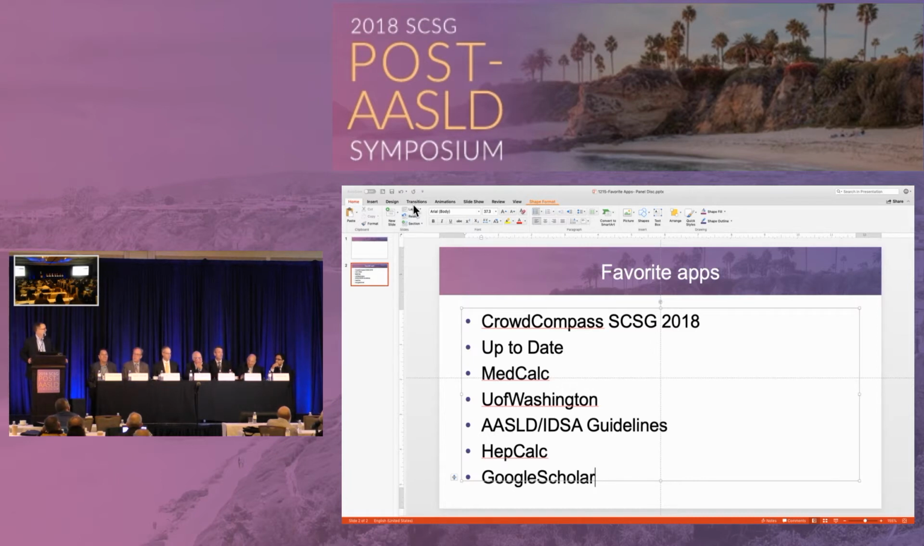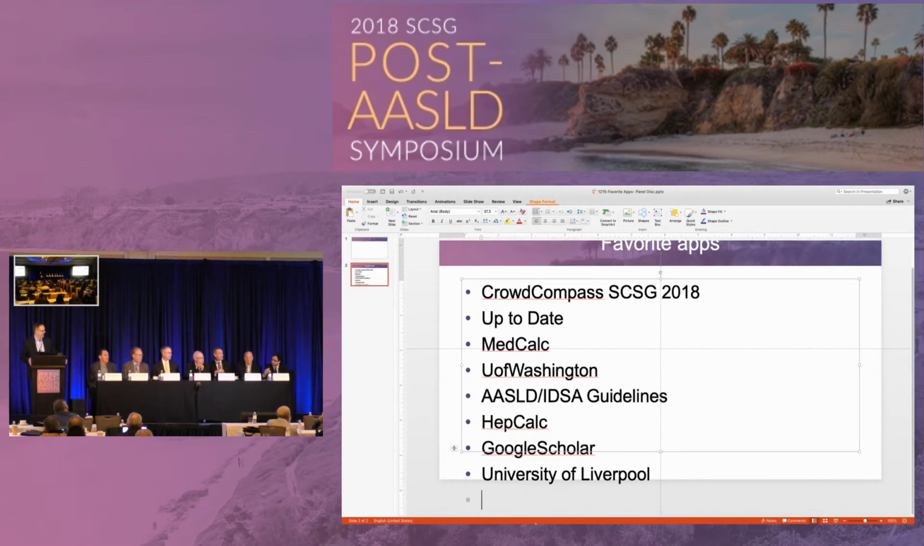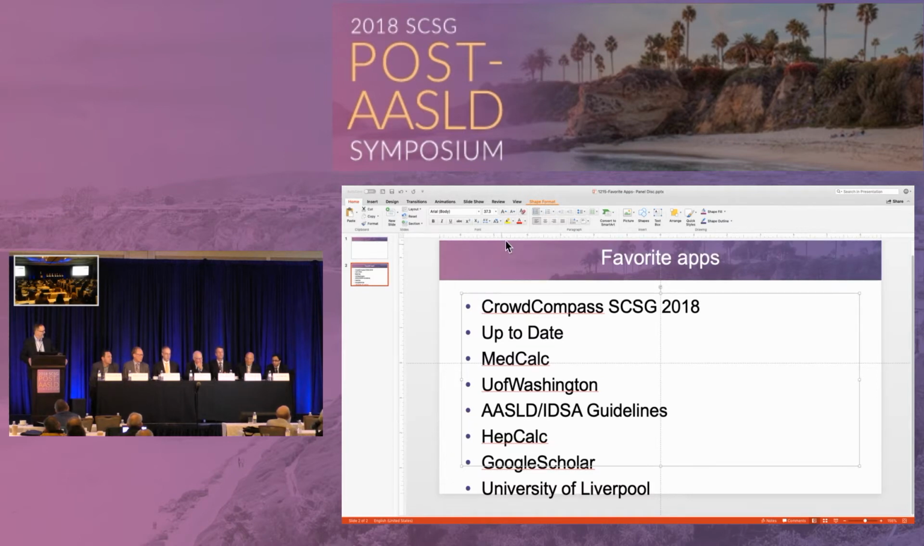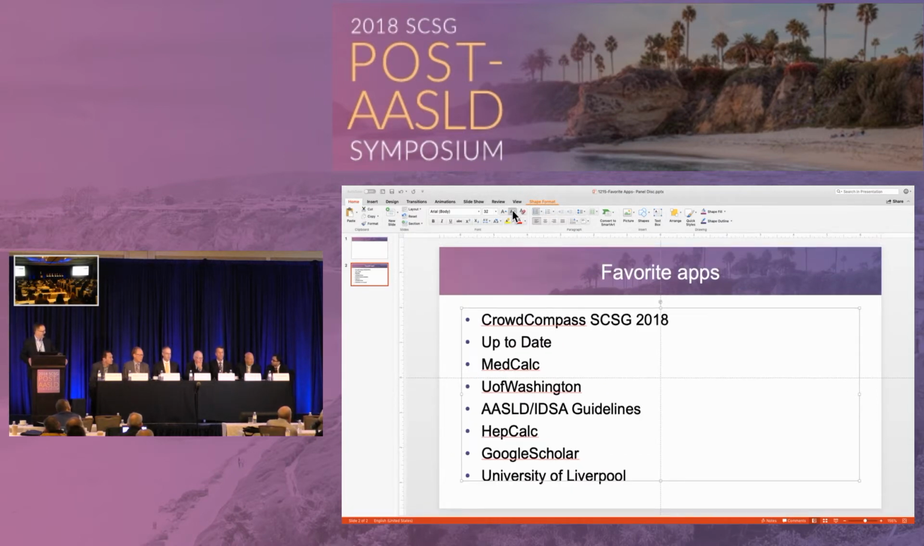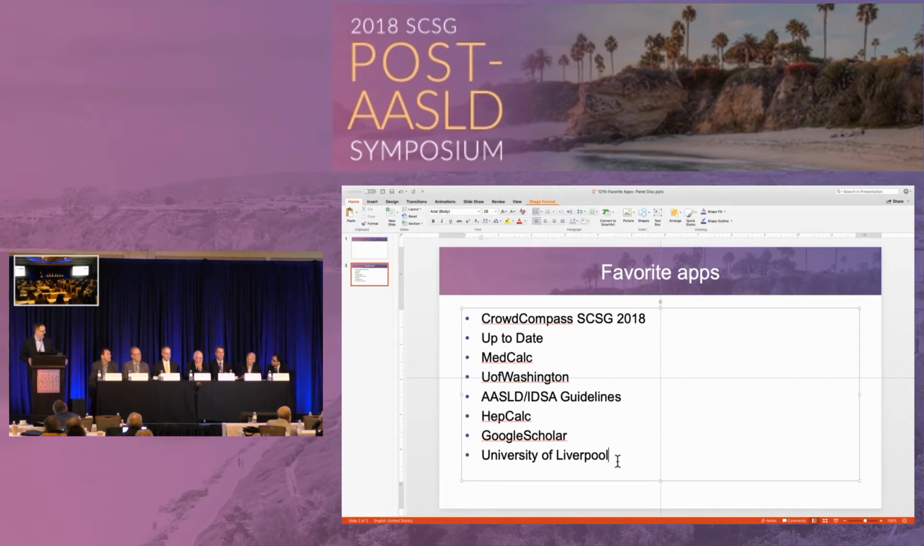Alan? I use the University of Liverpool excellent website, the HCV drug-drug interaction site. I also use LiverTox a lot, and I use MedCalc on my phone. I guess this is the disadvantage of being at the end, because I don't know if I have any novel website to really add, but I use the AASLD IDSA guidelines regularly, and then I use LiverTox. I think anytime I get a consult on possible drug reactions, I tell my fellows that's the first site you should go to. Great. Well, thank you.